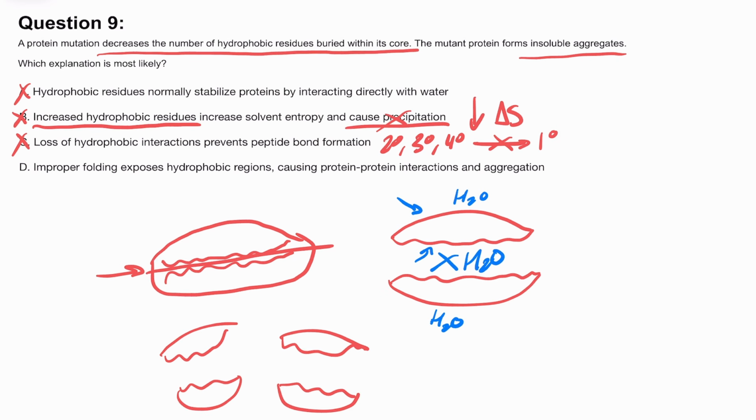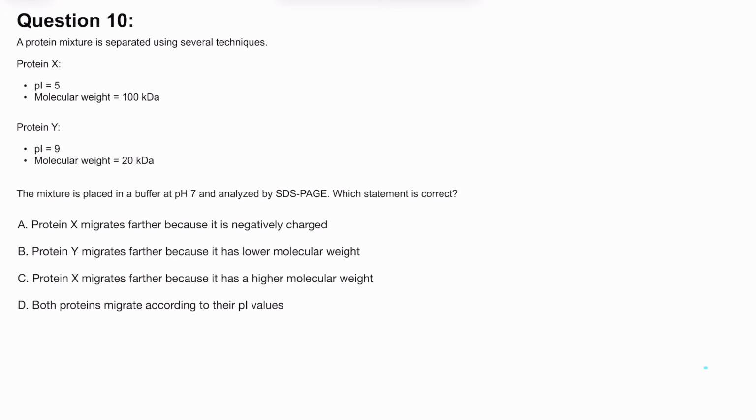Well, we know that these specific areas don't want to be bound to water. So where are they going to bind to? Well, they're going to go back to binding to each other. And what you're going to end up with is protein aggregates. So all these nonpolar regions are going to be binding to each other to inhibit binding of water. And that's why you're going to get insoluble aggregates. And that's why D is the correct answer choice.